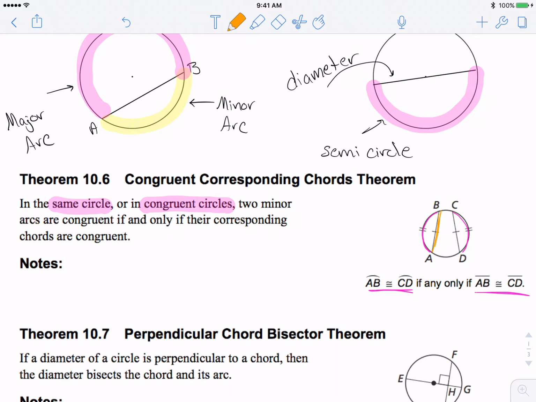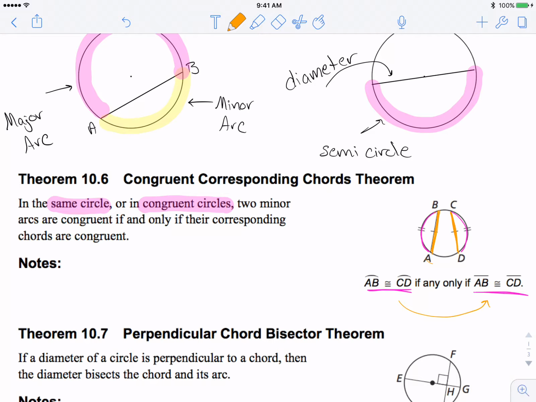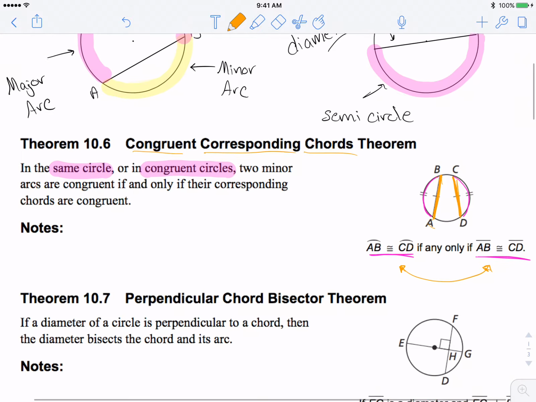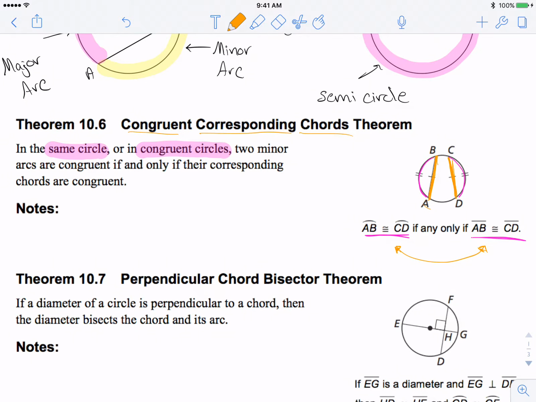So this chord, segment AB, and this segment here, CD. The arcs are congruent if and only if the chords are congruent. Remember that's an if and only if, so it works backwards also. If I know these two chords are congruent, then I know the minor arcs that they cut off are also congruent. So that is our congruent corresponding chords theorem.